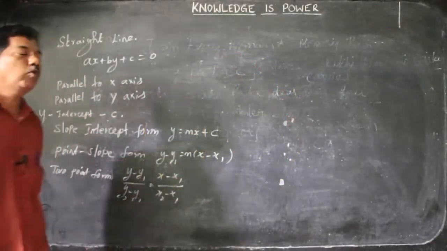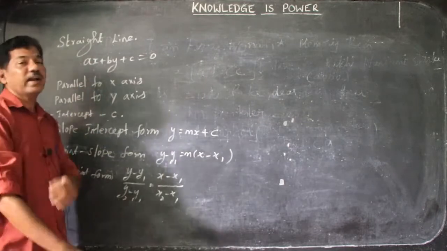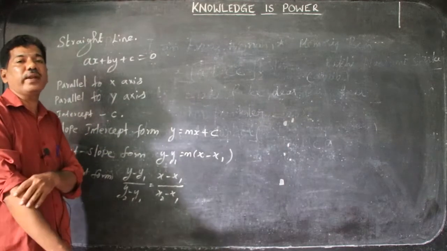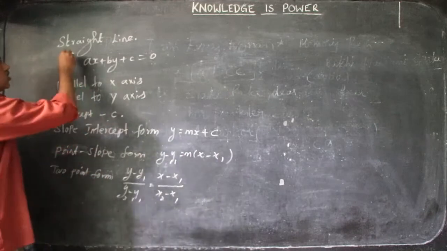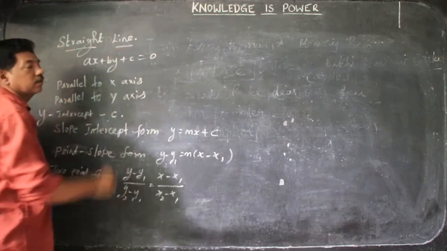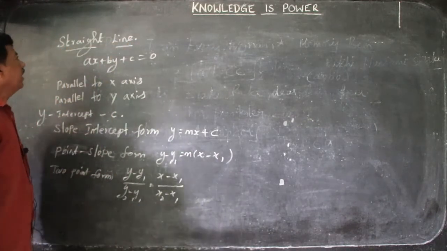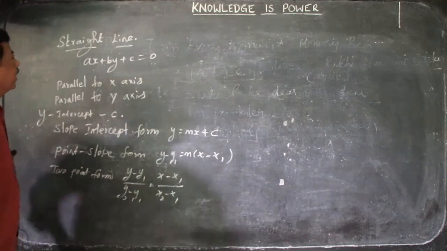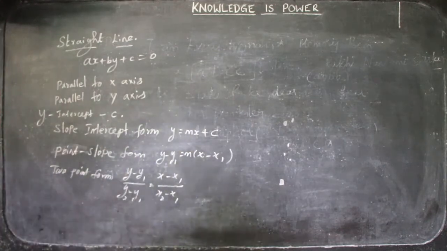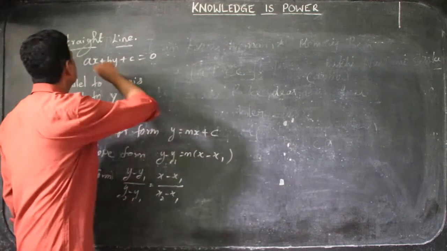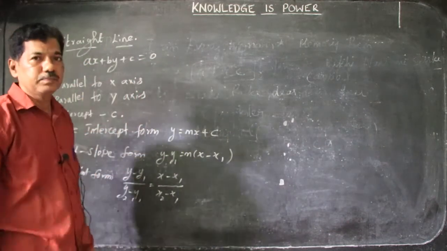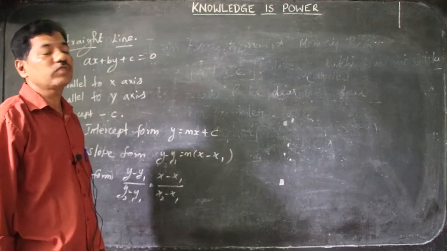Okay, next we move on to another subdivision in coordinate geometry, called the straight line. Okay, see here, what is the meaning of straight line? Equation of the straight line.